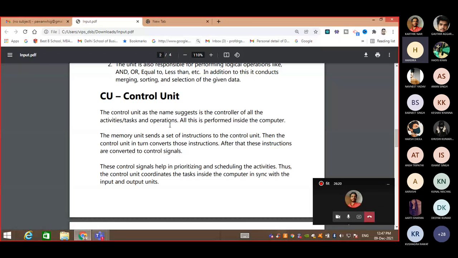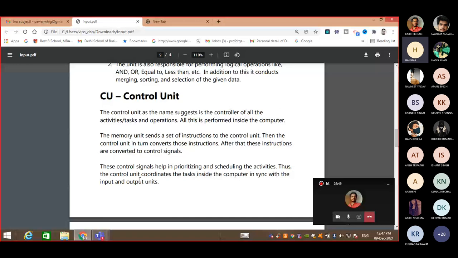Control means it controls, it observes and it guides how a particular operation has to be performed. So all this is performed inside the computer. The memory unit sends a set of instructions to the control unit. Then the control unit converts those instructions into control signals. These control signals help in prioritizing and scheduling the activities. Thus the control unit coordinates the tasks inside the computer and syncs with the input output unit.